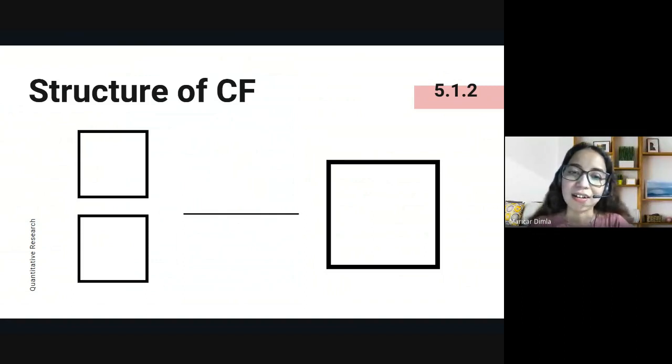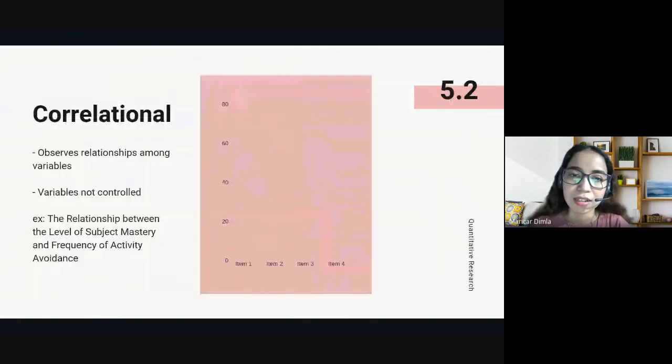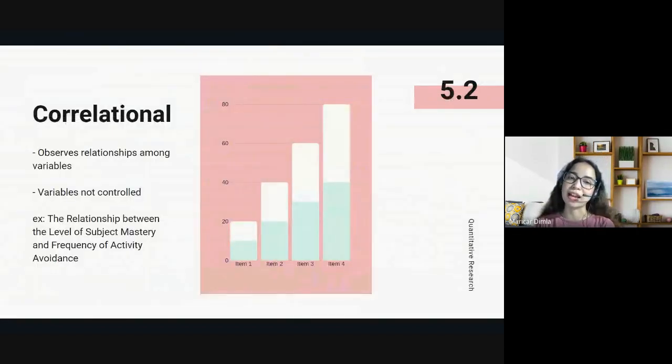Okay? Alright. So now let's have the second kind. We have now the correlational. If in descriptive you are simply observing and describing, in correlational, you also observe, but this time around, you'll be observing the relationships among your variables. And again, the variables here are not controlled. Okay, let's have the example here.